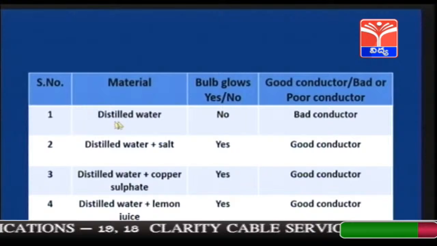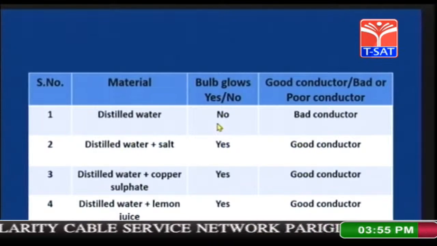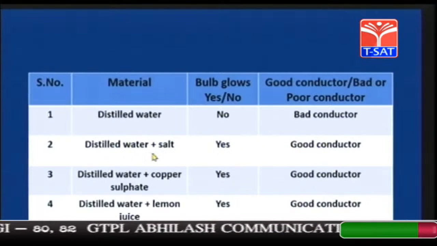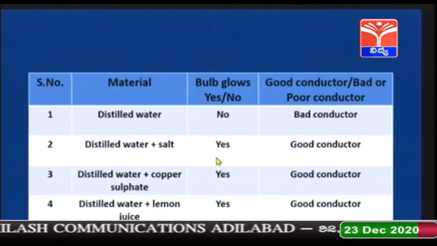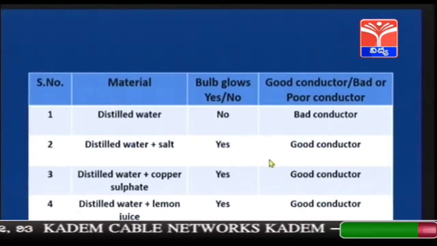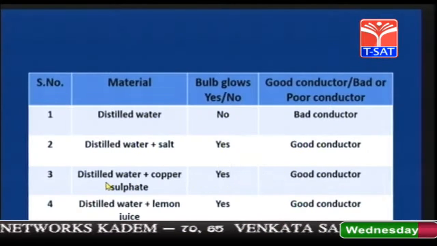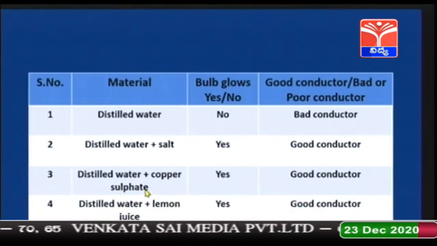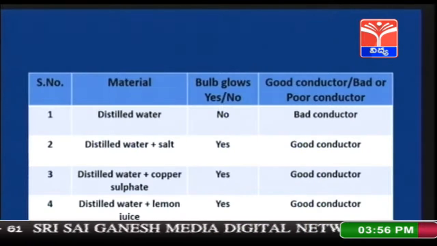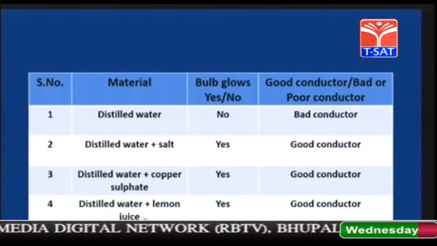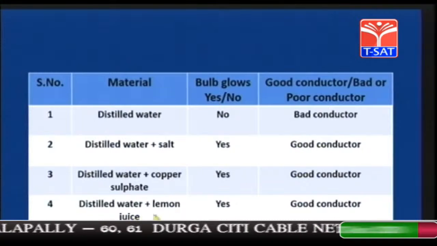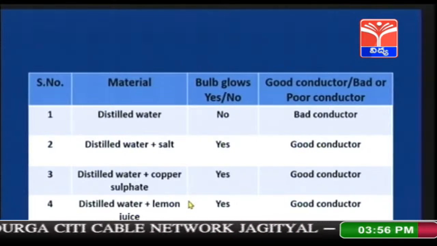So here we saw distilled water did not conduct electricity, so it is a bad conductor. Whereas when we mixed salt with distilled water, the bulb started glowing, which means this solution of distilled water with salt is a good conductor of electricity. And then distilled water and copper sulfate. Yes, it has also become a good conductor of electricity. And then the solution of distilled water and lemon juice also conducted electricity. So the combination of distilled water with lemon juice is also a good conductor of electricity.